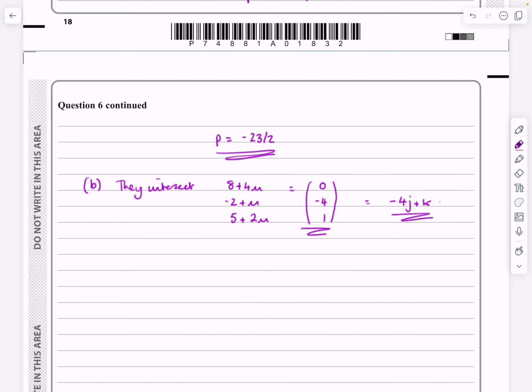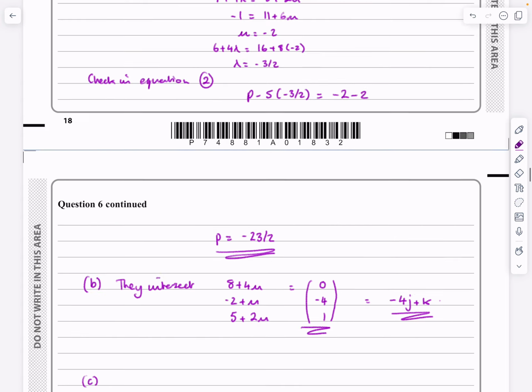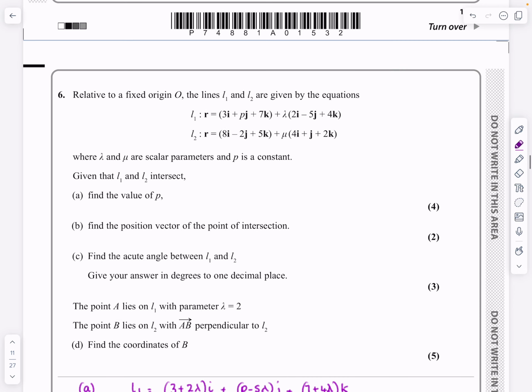Either of those will do as a position vector, but it doesn't say the coordinate. Don't put 0, minus 4, and 1. Okay, that's part B done. What does part C say? So part C says find the angle between L1 and L2.